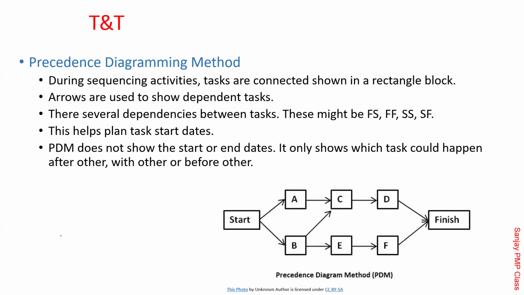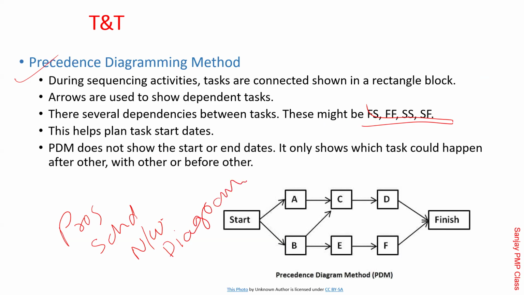Okay. Now look at it here. There are multiple dependencies. We'll be seeing that in another graph there. This is called the precedence diagramming method. Remember, the name of the tool is precedence diagramming method, and the name of the output is project schedule network diagram. By using the precedence diagramming method, you end up creating the project schedule network diagram. That's the thing there.